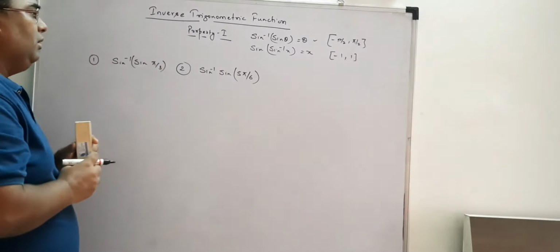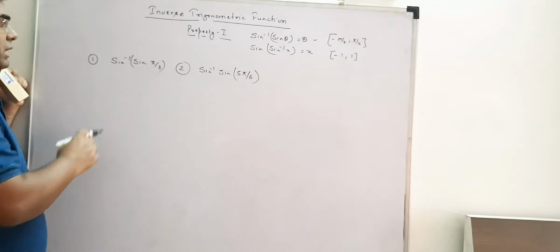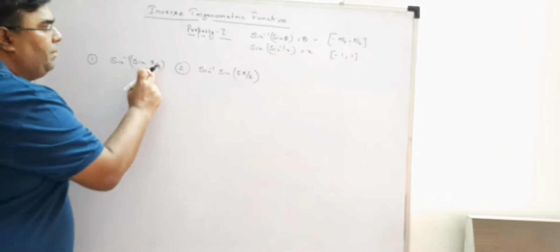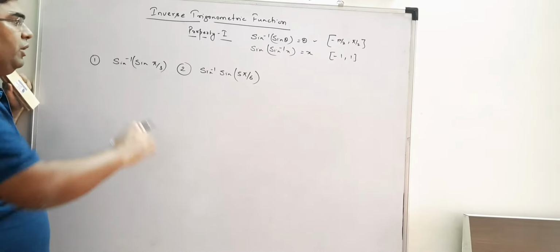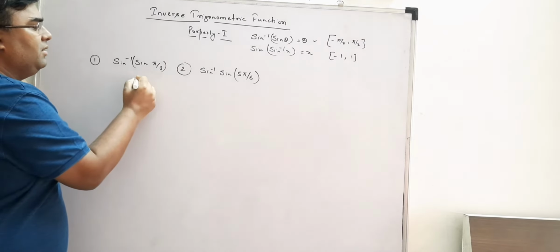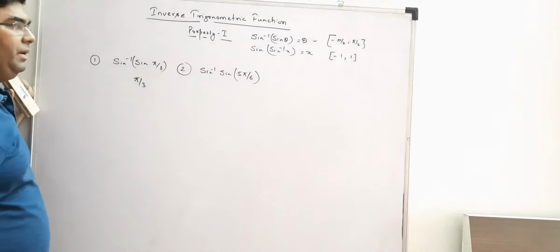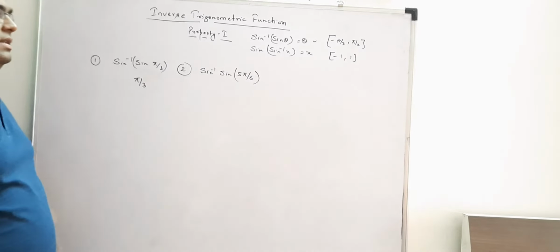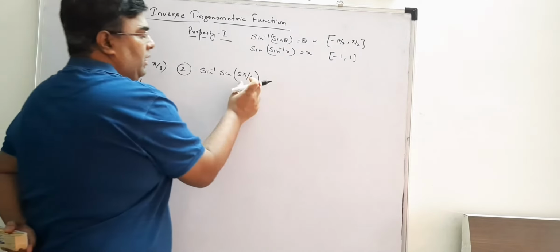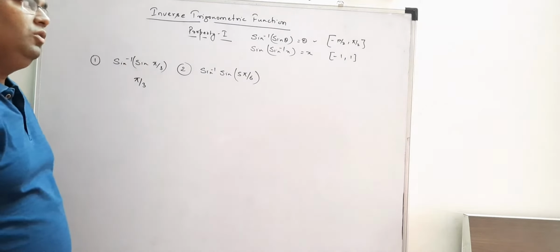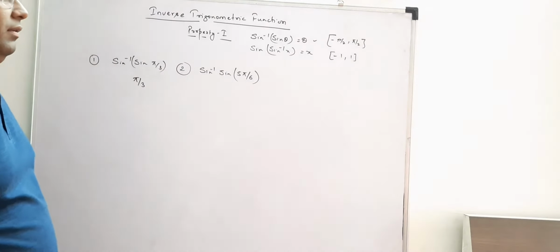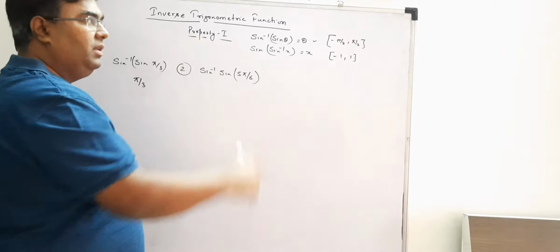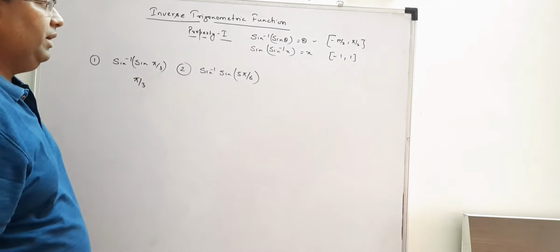Okay, now let us see. Sine inverse sine pi by 3. This pi by 3 is in the range of minus pi by 2 to pi by 2. We need to check it, right? So we can use the direct formula and we can write the answer simply as pi by 3. I have taken a second example where this angle 5 pi by 6 is not in between minus pi by 2 and pi by 2. So what will we do? We will bring that angle in between these two limits, basically.